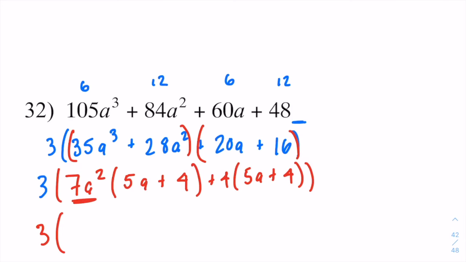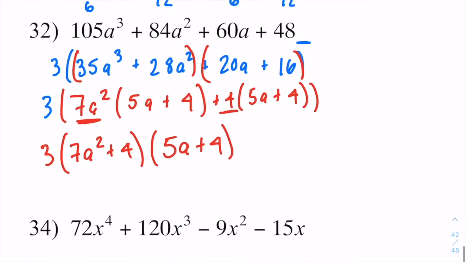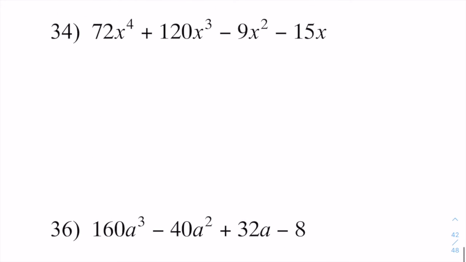And then we can group our 7a squared and our 4. 7a squared plus 4, that's our one term. And then the other term is our 5a plus 4. Great. So that's an example of when there was a GCF for all 4 terms. We pulled that out first, and then we proceeded as normal. Let's just look at one more example like that, since that's a little bit more advanced.